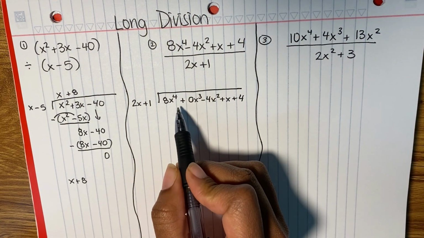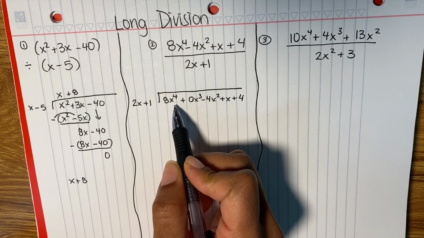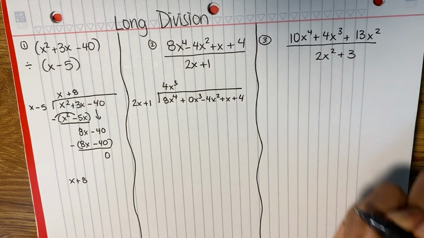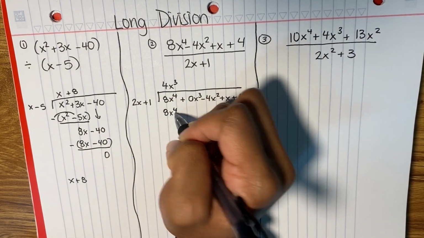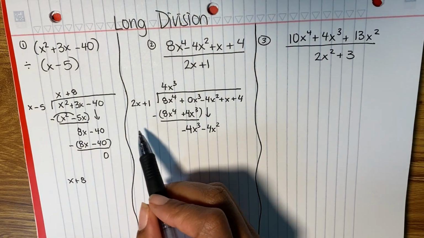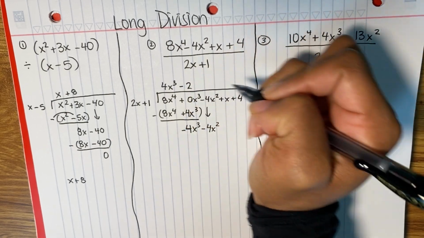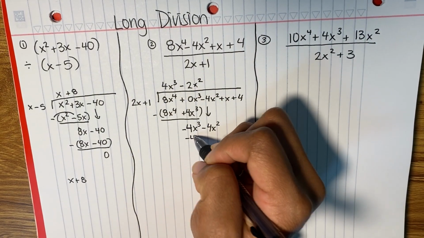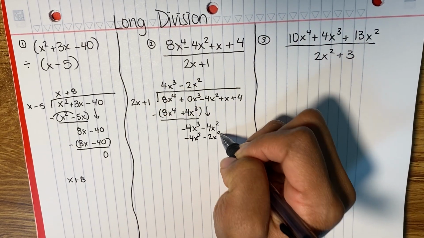Okay, same process. 2 times what will give me 8? x times how many x's will give me x^4? 4x cubed. Multiply those. We have 8x^4 plus 4x cubed. All right, then we're going to multiply that 2x by a negative 2x squared. We have negative 4x cubed times negative 2x squared.